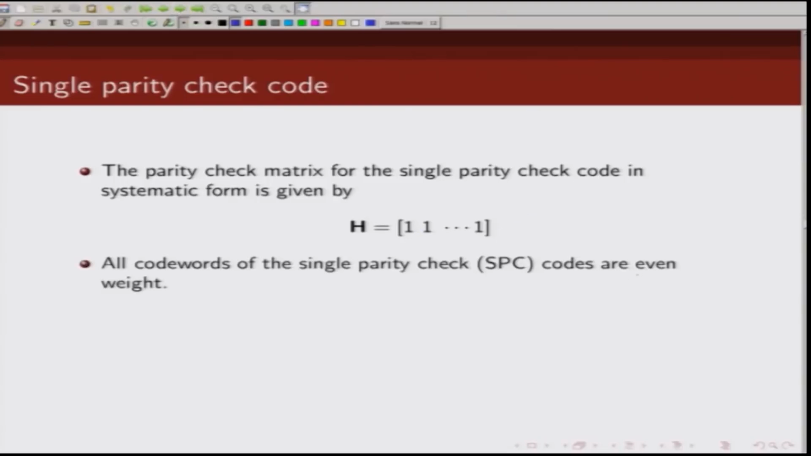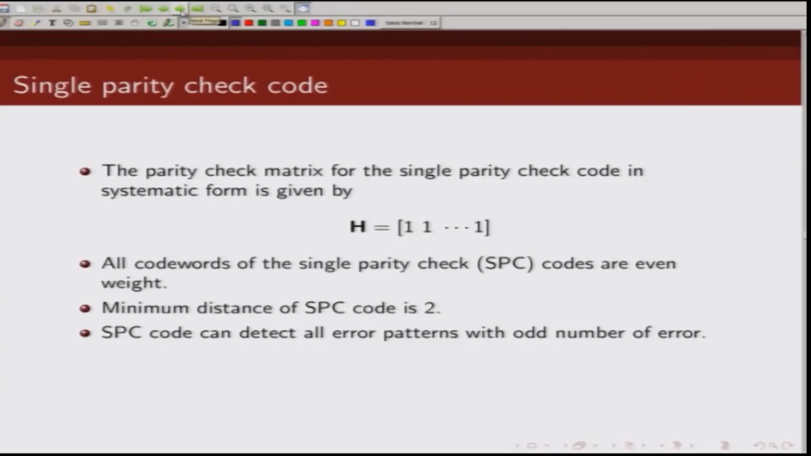As I mentioned, a very interesting property of single parity check codes: all code words of single parity check codes are of even weight. And we can see the minimum distance of the code is 2. A very simple way to check is, look at the columns of the parity check matrix, what is the minimum number of columns that add up to 0? In this case 2. Any 2 columns will add up to 0. So, the minimum distance of this code is 2.